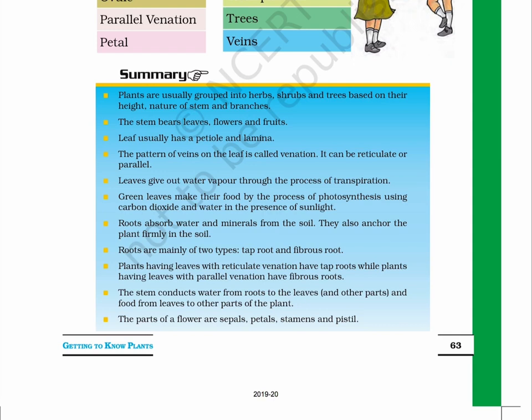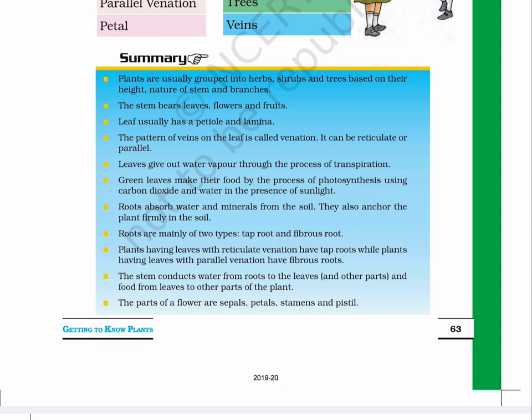Roots absorb water and minerals from the soil. They also anchor the plant firmly in the soil. Roots are mainly of two types, taproot and fibrous root. Plants having leaves with reticulate venation have taproots, while plants having leaves with parallel venation have fibrous roots. The stem conducts water from roots to the leaves and other parts, and food from leaves to other parts of the plant. The parts of a flower are sepals, petals, stamens and pistil.